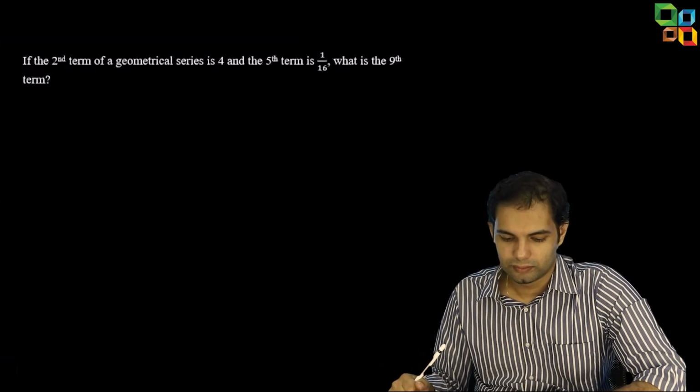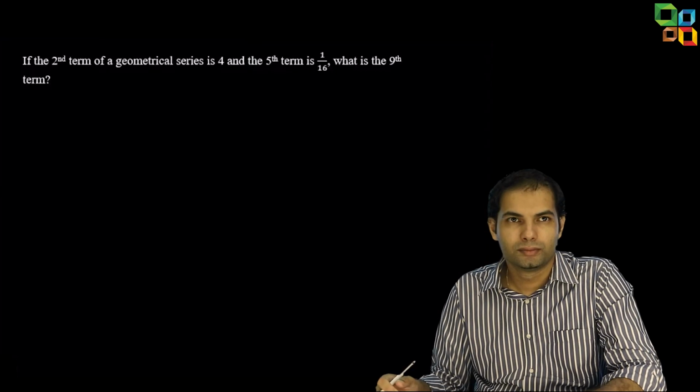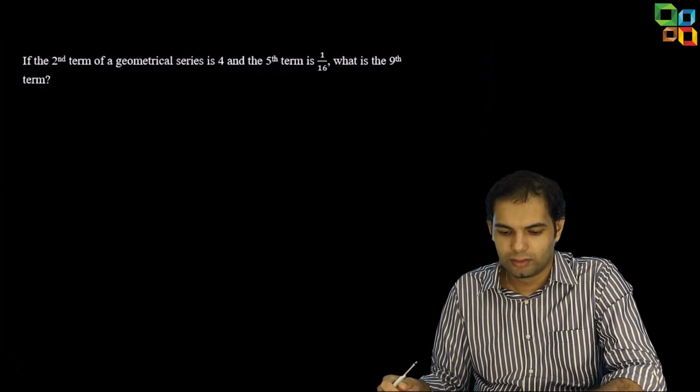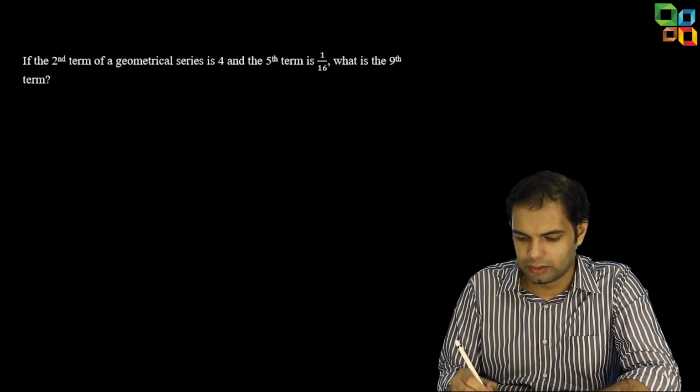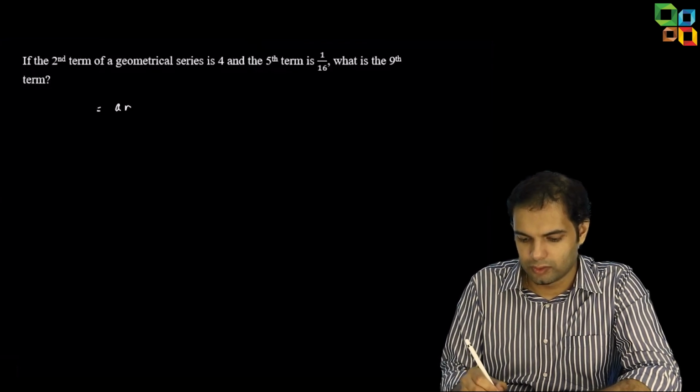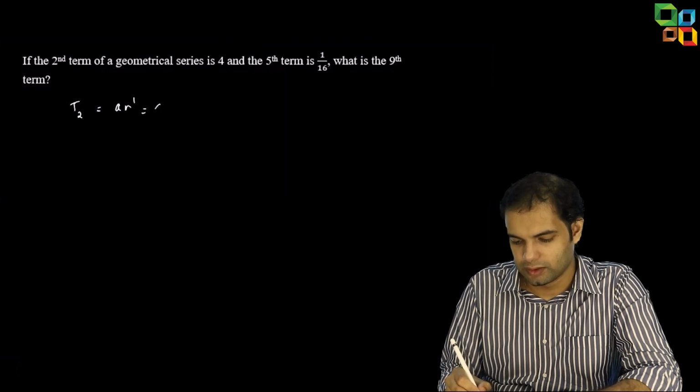Fine. Can you answer? Yes, sir. Yeah. So the second term will be a into r to the power n minus 1 is equal to 4. So a into r power n minus 1, so 2 minus 1, right? It's 1 itself, right? Yes, sir.